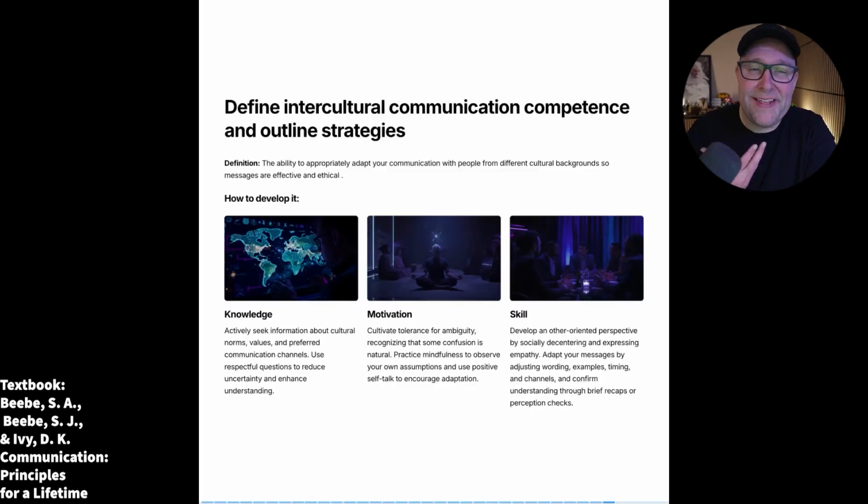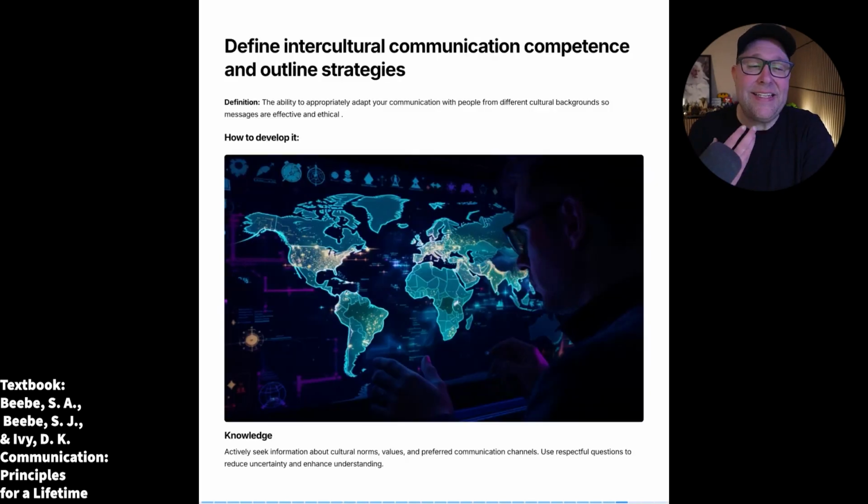So what is intercultural communication competence, and what are some strategies that we can use? This is the ability to adapt your communication with people from different backgrounds so messages are effective and ethical. It includes knowledge, motivation, and skill. Knowledge is when we actively seek information about cultural norms, values, and preferred communication channels. We use respectful questions to reduce uncertainty and enhance understanding.